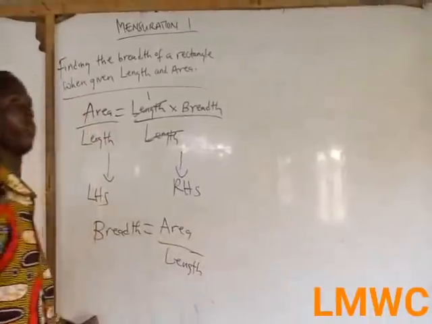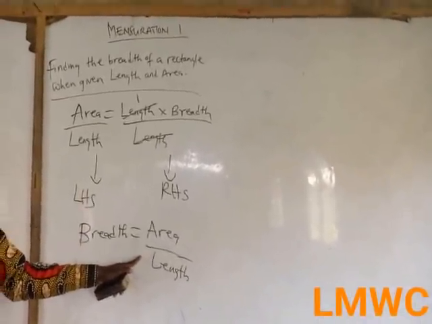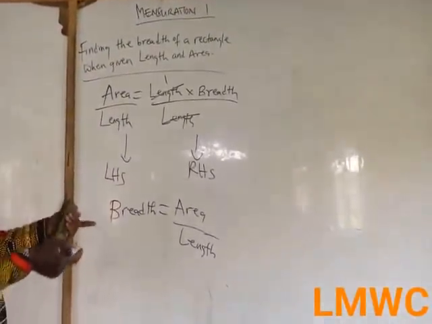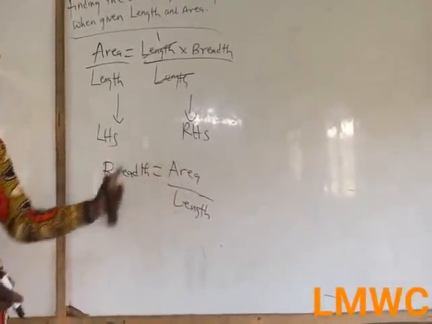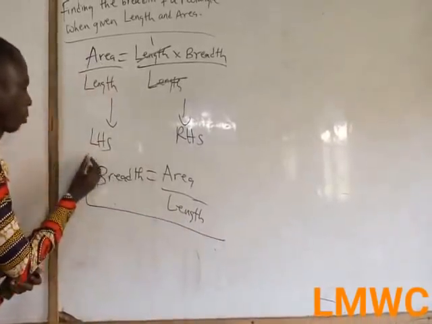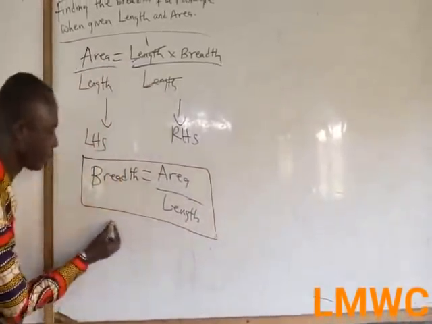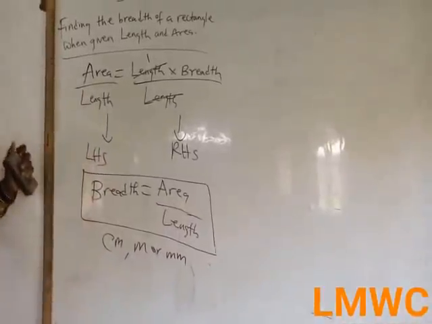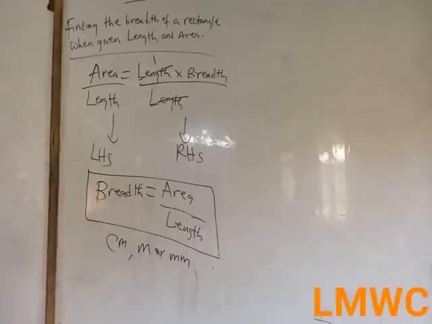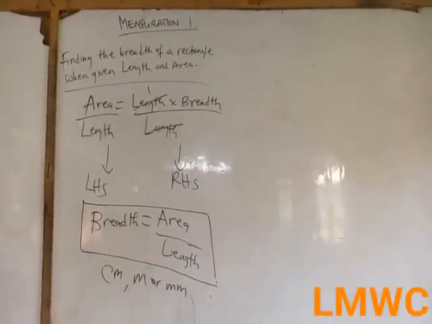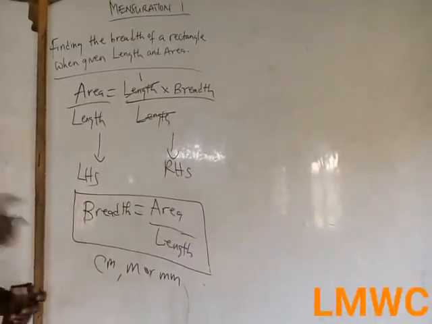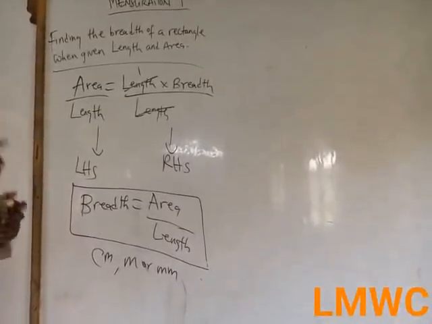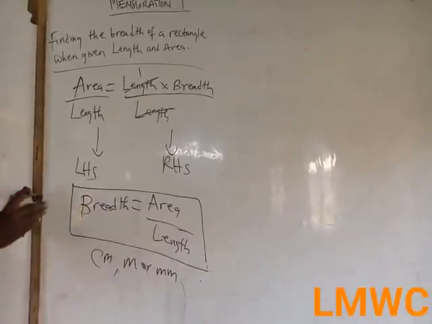I was just proving the formula. I can just write the formula on the board for you, but it's not important. I should prove it so that you appreciate it. So always, if you are given length and area, and you are asked to find breadth, this is the formula. Take note. And the unit for breadth is centimeters, meters, or millimeters. Take note. This time it's not centimeter square. We always get centimeter square, meter square, or millimeter square once we are dealing with area. This topic is very examinable, so students, please take note. And it's not difficult. Castro will make it simple.